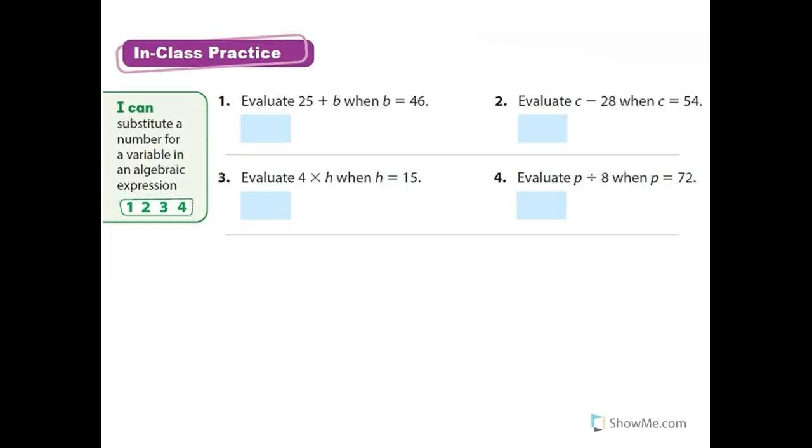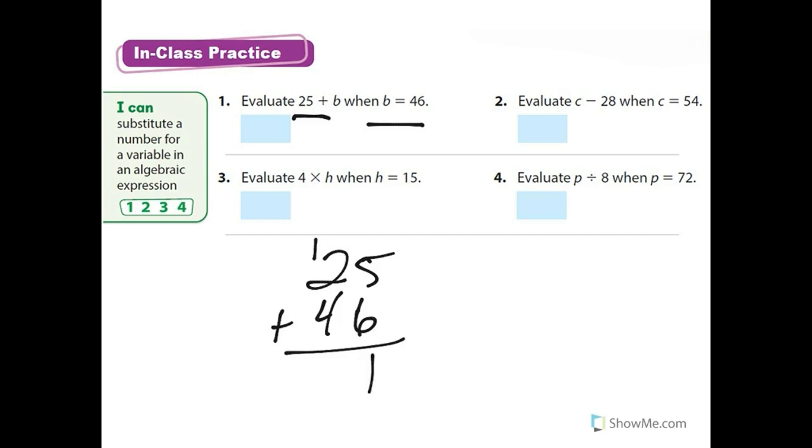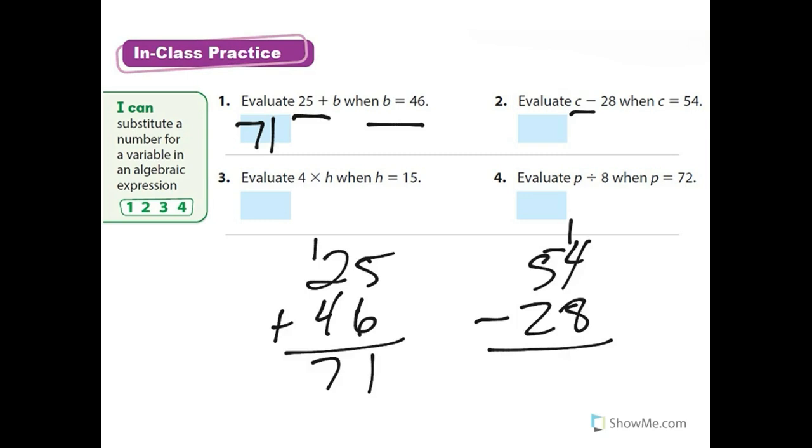Alright, let's do some in-class practice. I'm going to solve number 1 with you, and I want you to solve number 2 by yourself. Alright, so evaluate 25 plus b when b is 46. So 25 plus 46. We got 11 and 7, so 71. Alright, you solve number 2 and then we'll go over it. Alright, so we're going to replace c with 54. 14 minus 8 is 6. 4 minus 2 is 2, so 26.